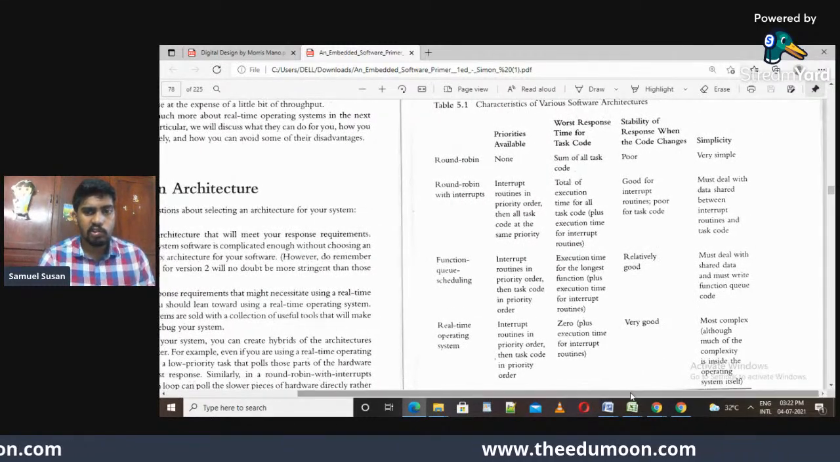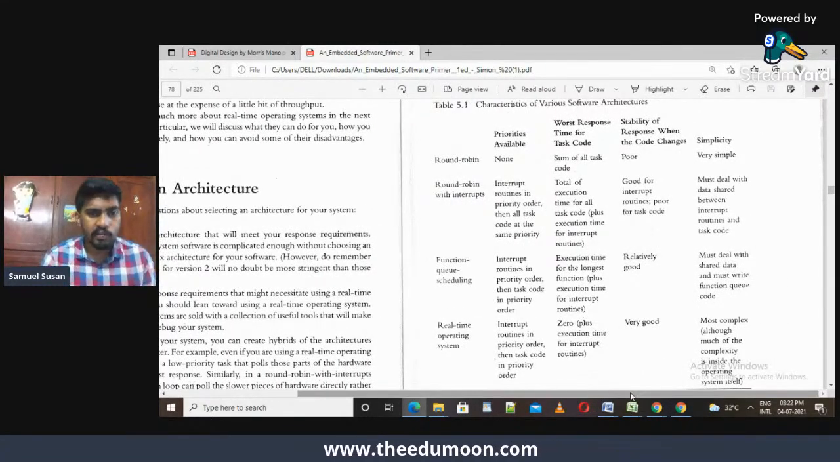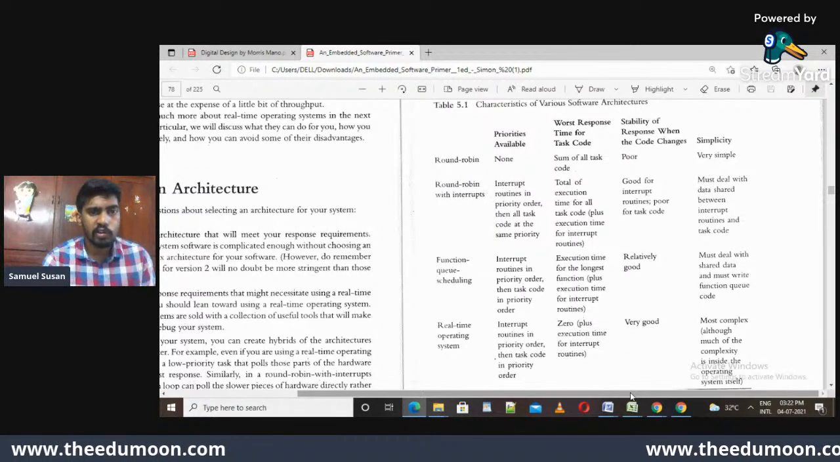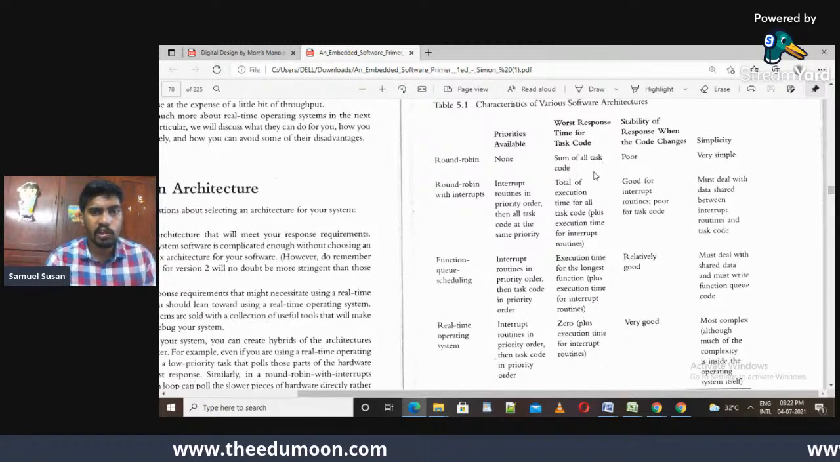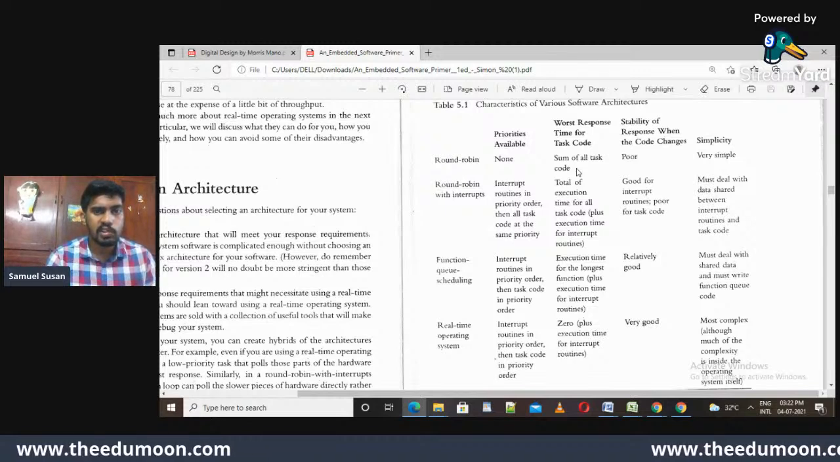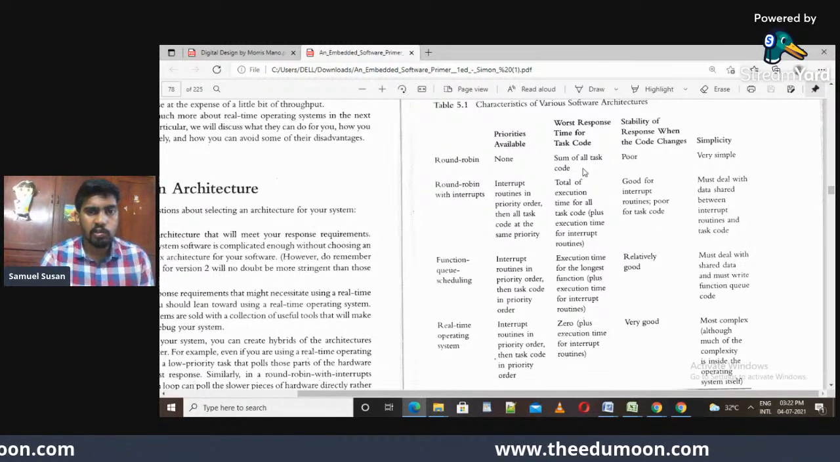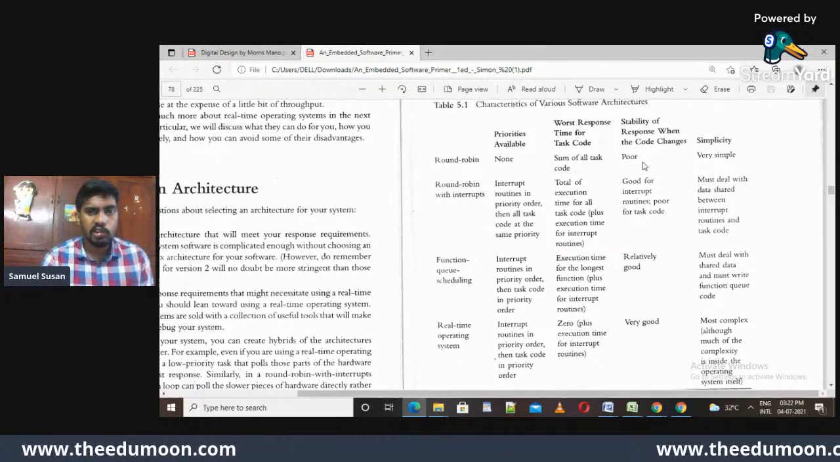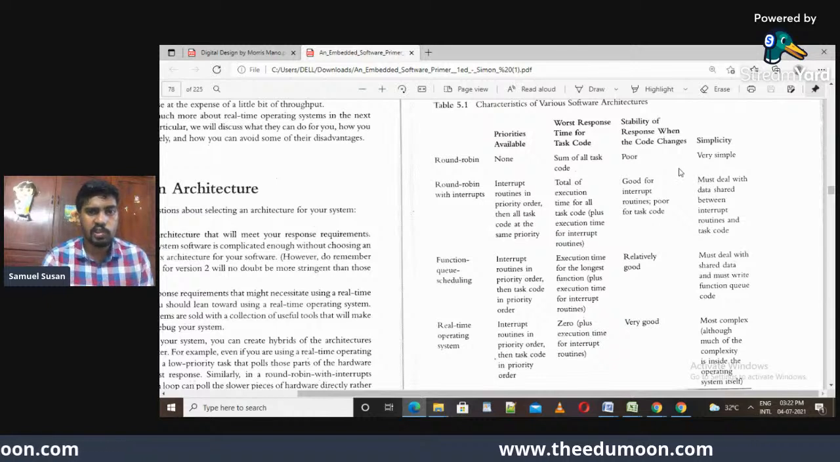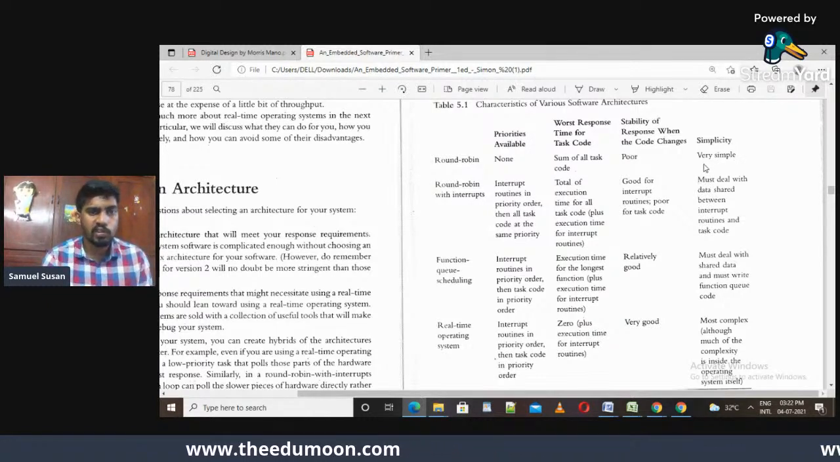Once you're thorough with this summary, you'll be sure that you don't make mistakes or deviate from the topic, whatever is asked. You can see round robin is very simple to ask. There are no priorities, so the worst case response time is the sum of all task codes, because if there are n task codes, it will take the sum of all those. Here the stability of response is poor because it should complete all of them and come back to the start again. But it is very simple, the simplest of all, because the coding is very simple.